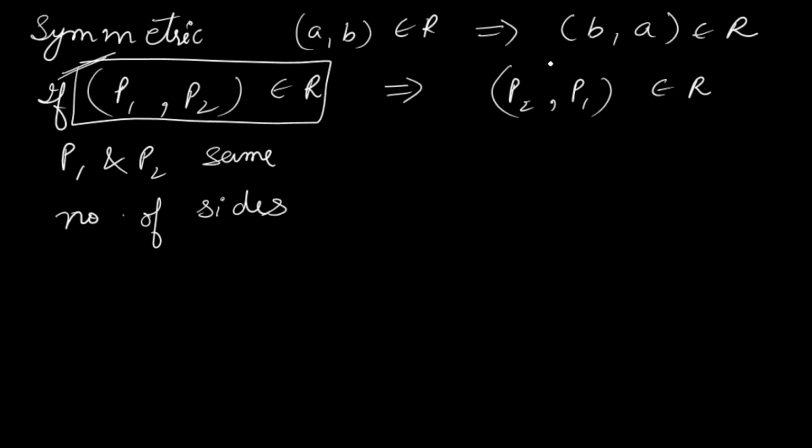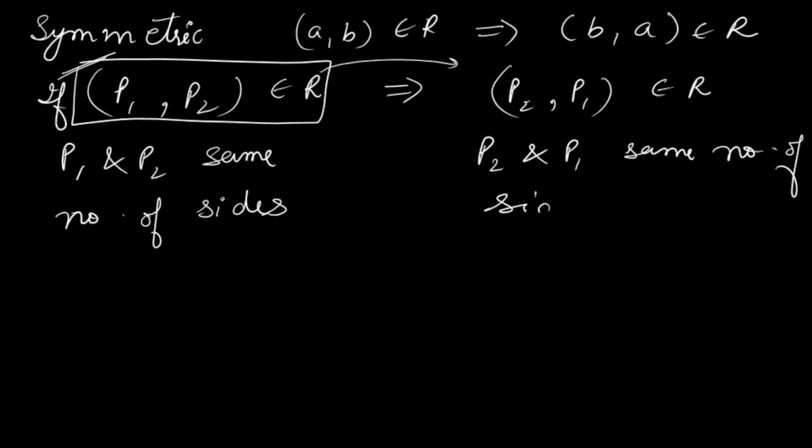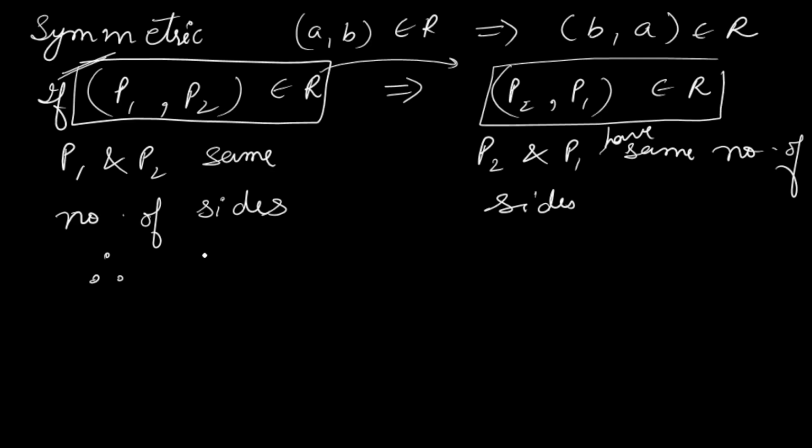So from this part we have already concluded that P1 and P2 have the same number of sides. If we interchange them, writing P2 first and then P1, it doesn't matter. Still they will have the same number of sides. So P2 and P1 have the same number of sides, which implies we can write (P2, P1) belongs to R. Therefore, relation R is symmetric. Now let's prove transitive.